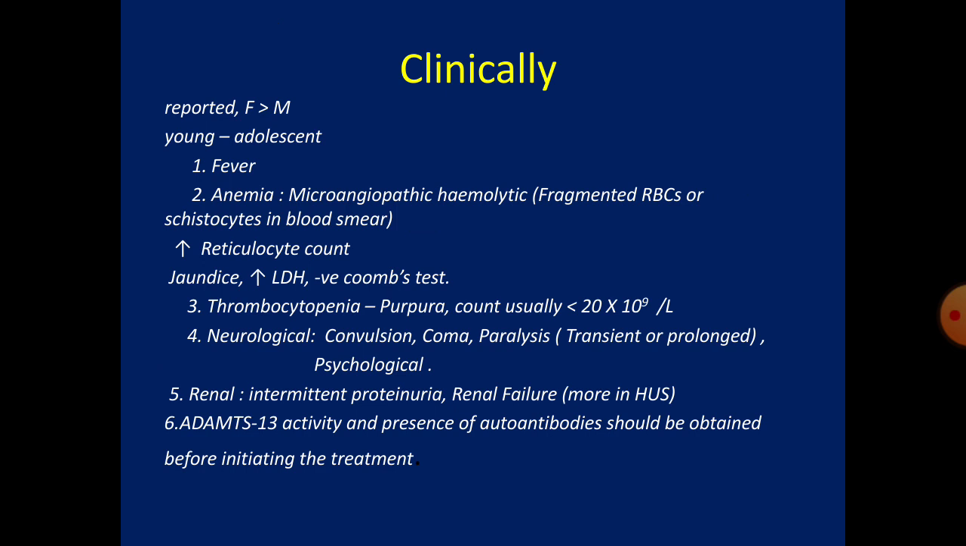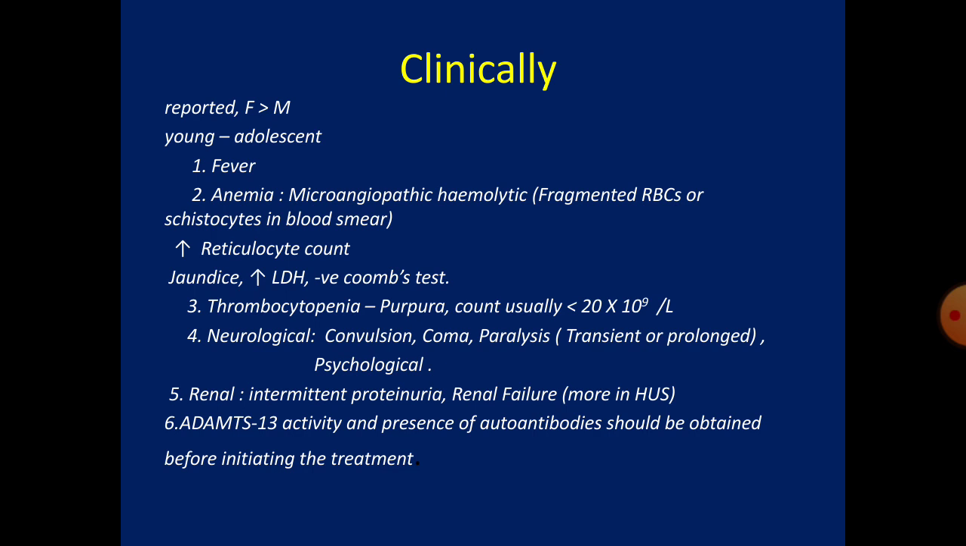So clinically, these patients are mainly female rather than male, and they are young adolescent patients. They present with the pentad, although the full pentad is less commonly seen these days. So the pentad means these patients may have fever, anemia, which is mainly microangiopathic hemolytic anemia, with the presence of fragmented RBCs or schistocytes in the peripheral blood smear. In addition, we have an increase of reticulocytes. And because we have hemolysis, these patients have an increase of indirect bilirubin, an increased LDH, and a negative Coombs test.